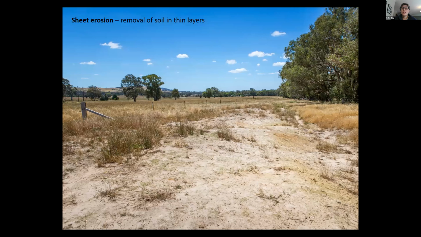Sheet erosion is really the movement of soil from thin layers right across the surface, again triggered by rain or flowing water, but it happens over much larger spaces. So the whole of this slope, when it rains, all of that material just washes down into the lower section of the little drainage line.